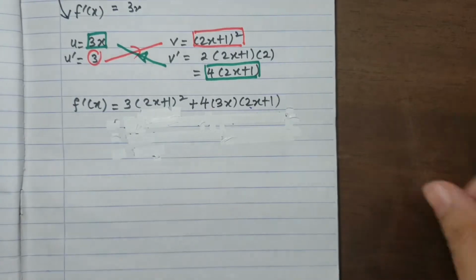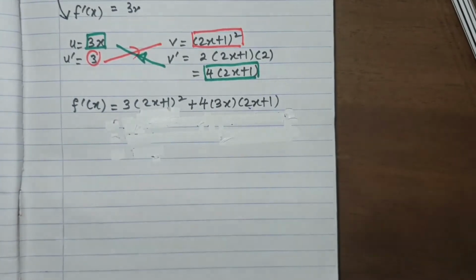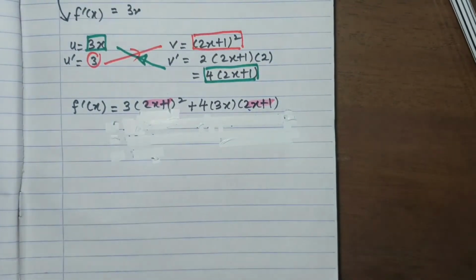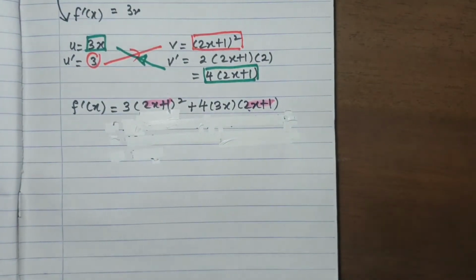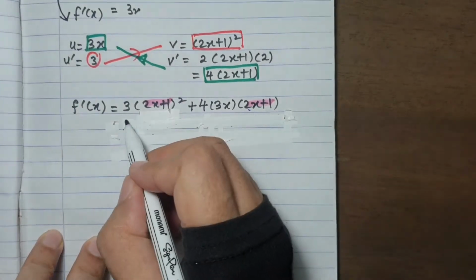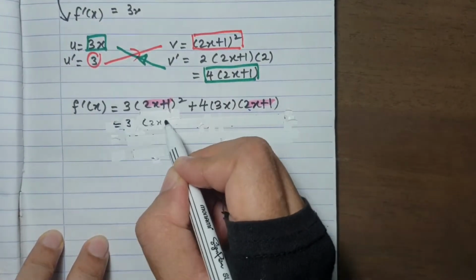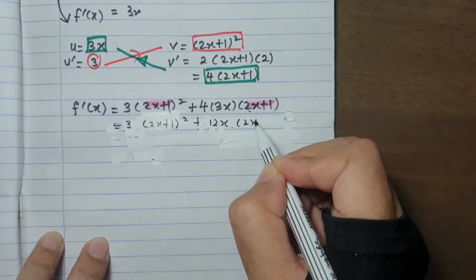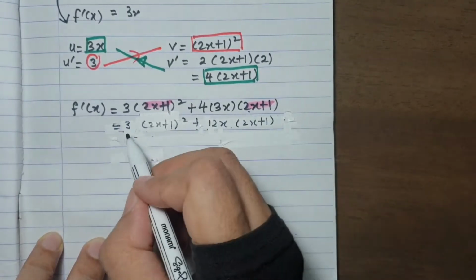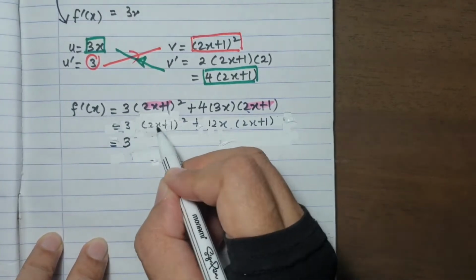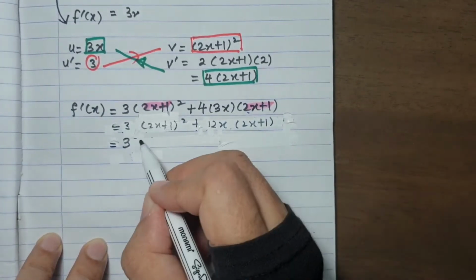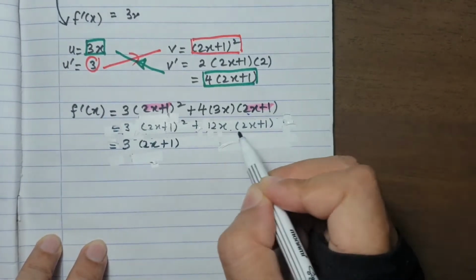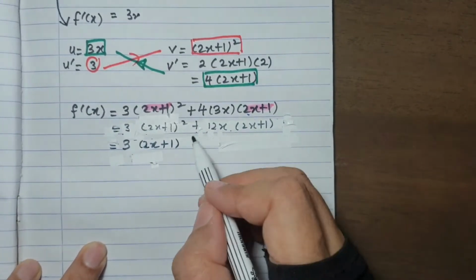Okay, next step. So I can see here I have the same function. Why not we take out that function? 3 and here is 3, this one by 12, right? So 3 and 12 can take out 3. This bracket and this bracket, take out this bracket. Okay, then let's factorize it.